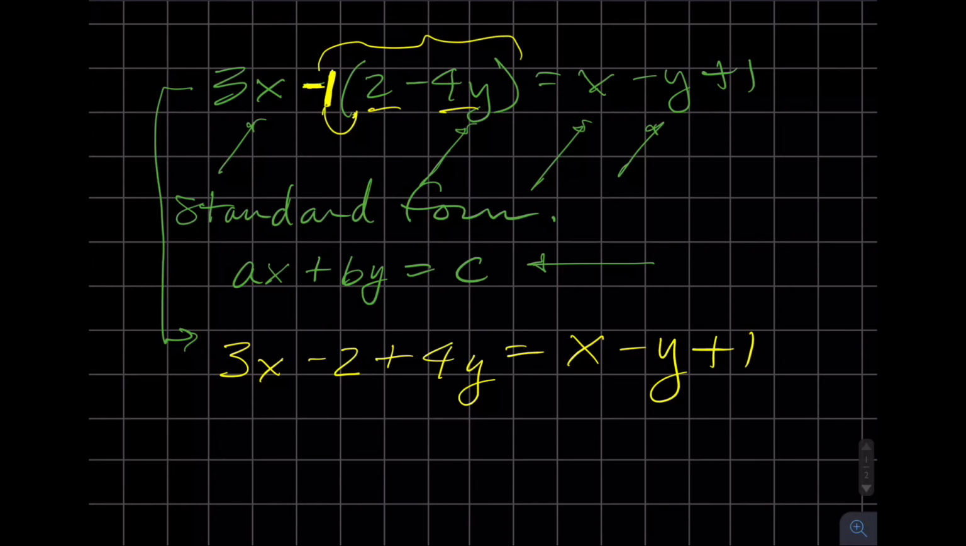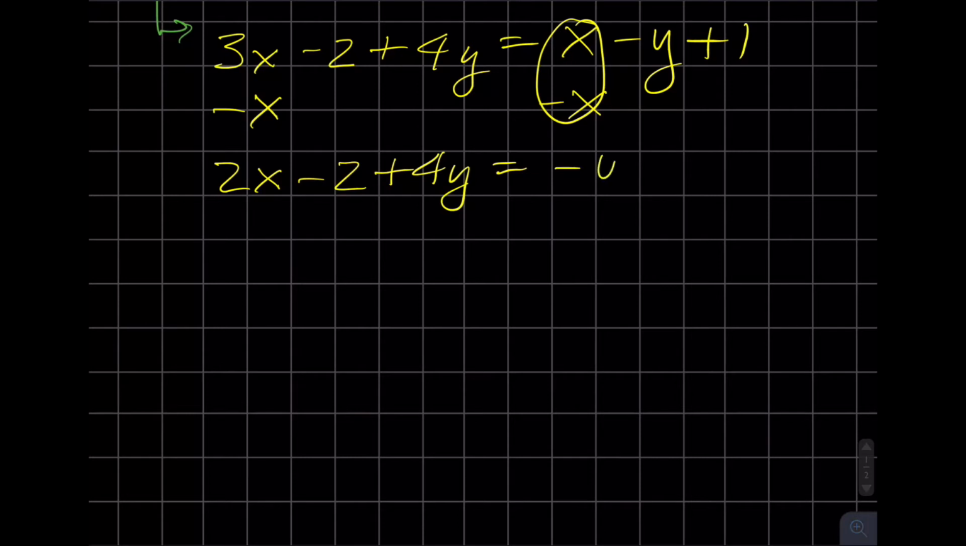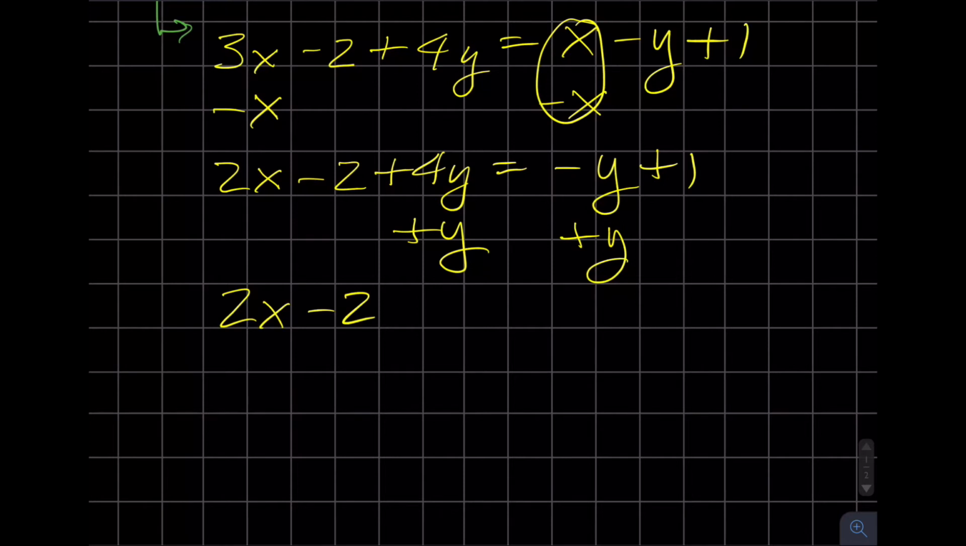I'm going to scroll up because I don't need to look at this up here anymore, because now I'm working on this. So now I'm going to subtract x from both sides, and this results in 2x minus 2 plus 4y equals, and this part becomes 0, so I'm left with just negative y plus 1. Now I'm going to add y to both sides, and I didn't do anything to the first two terms, so 2x minus 2, and 4y plus y is equal to 5y. And this, of course, is 0. That's why I chose to add y to the negative y. And it leaves me with just 1.